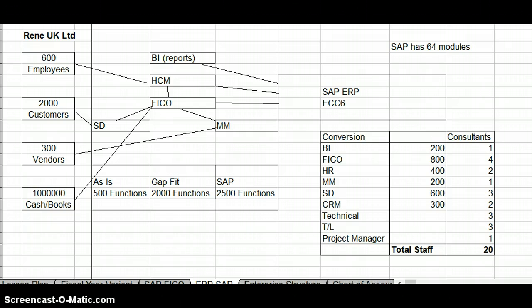Now in this example, we're going to use a company called Rene's UK Limited. It's got 600 employees, 2,000 customers, 300 vendors, and £1 million in cash in the bank account. So the first thing that you have is the 600 employees goes to the module HCM, which is Human Capital Management. I remember 21 years ago when I first came to the UK, that department was called Personnel, and then they changed it to Human Resources, and now we are Human Capital Management.